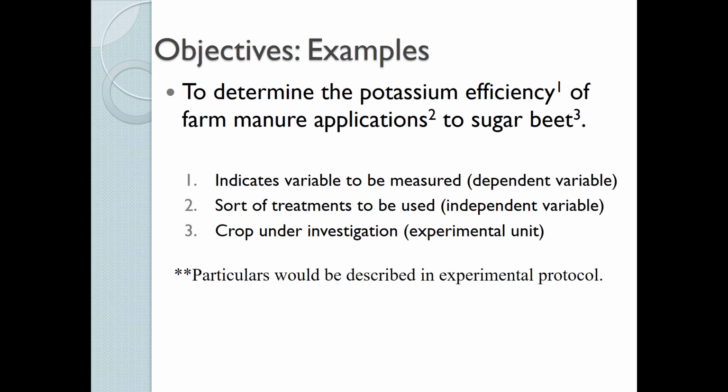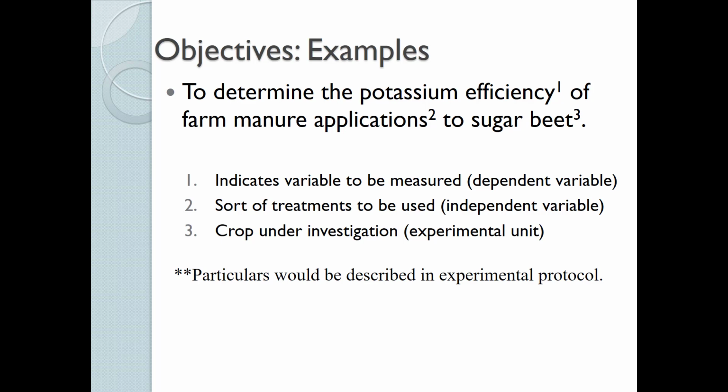So in this example here, the term potassium efficiency really indicates the variable that is going to be measured. Okay, so we're going to be measuring the efficiency of potassium. The independent variable is going to be the treatment. Okay, so the material that is being manipulated. So in this case, it's the manure application. So that is our treatment, or the independent variable.